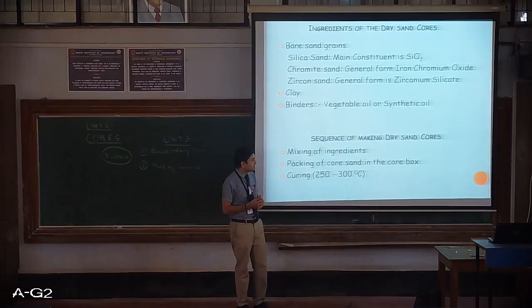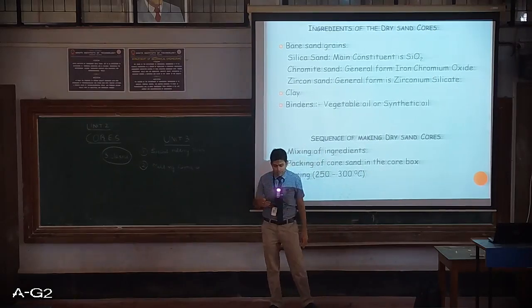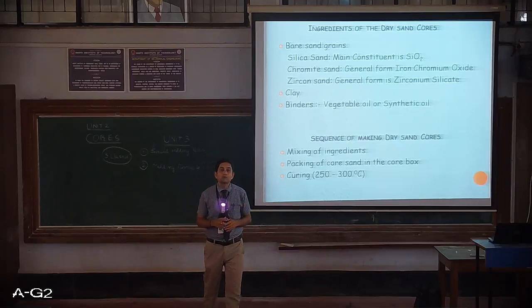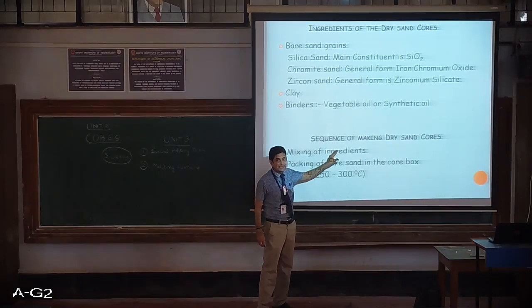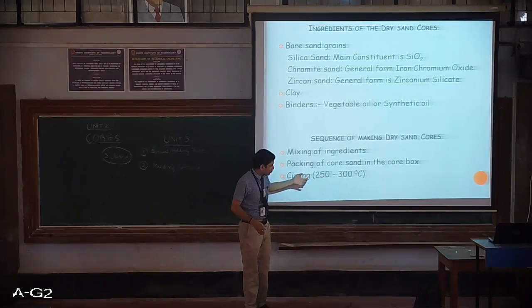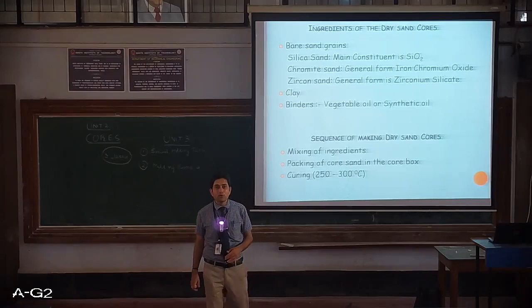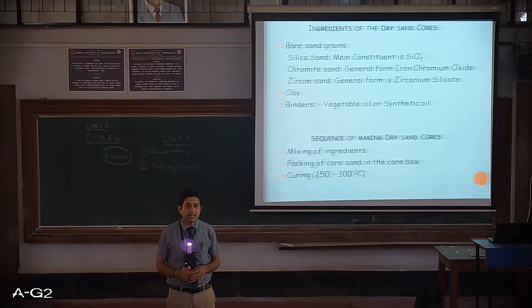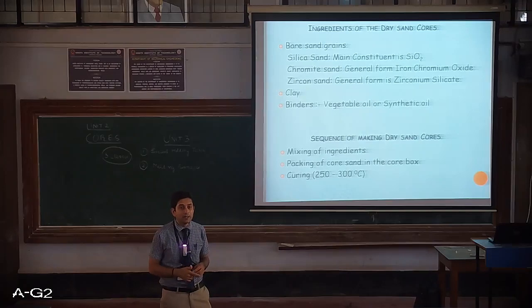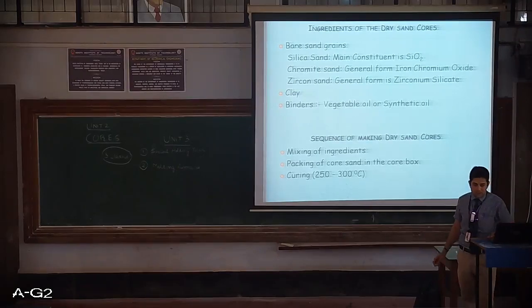Then they will pack that core sand in the core box. So to make a core, you should have a core box. I'll explain that later. I have a slide to show you how the core box looks. Just now, remember that there will be a box. Inside that you fix these mixed ingredients, and then you cover it up, and then you heat it to some 250 to 300 degrees Celsius in the oven, which I had shown just now. There you heat it, because of which the binders will bind that sand together, and that sand will be called the dry core sand, which will be used inside the mold cavity to create the empty hollows or sections inside the castings. So these are the ingredients of the dry sand and the sequence of making the dry sand core.